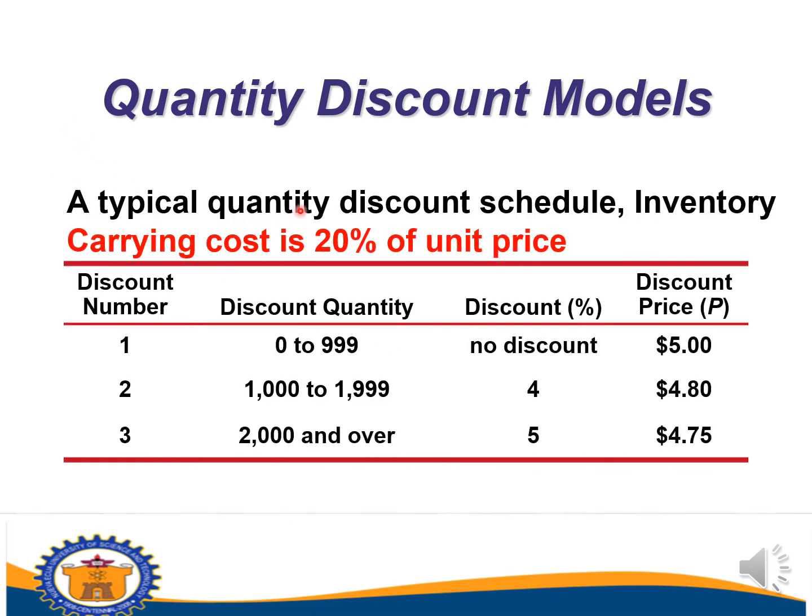This is an example of a quantity discount schedule inventory where it has discount number 1, 2, and 3. In discount number 1, the quantity ranges only from 0 to 999 with no discount and with the price of $5, while in discount number 2, it ranges from 1,000 to 1,999 with 4% discount and discount price of $4.80. And last, discount number 3 ranges from 2,000 and over with a discount of 5% and discount price of $4.75.